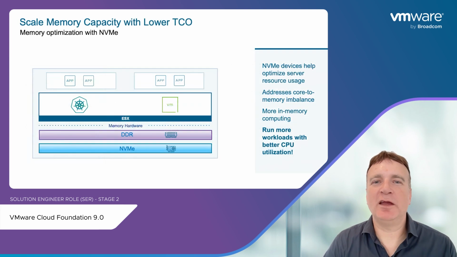vSphere 8 Update 3 launched with a tech preview for memory tiering. Now with vSphere 9, this feature is generally available. This capability allows you to use NVMe devices that you can add locally to an ESX host as a second tier of memory. Memory tiering over NVMe increases VM consolidation by directing VM memory allocations to either NVMe devices or faster DRAM in a host. This allows you to increase your memory footprint and workload capacity while reducing your TCO.